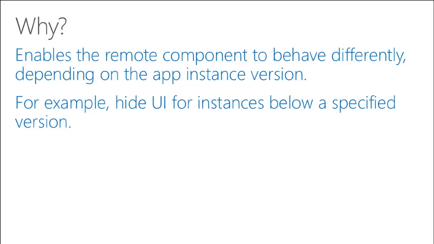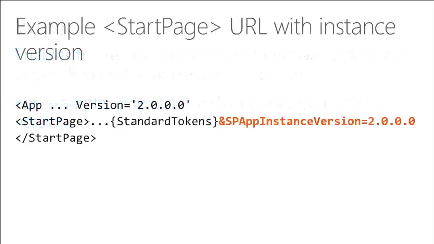So in that example I just gave you, if you have that version number on the URL as a query parameter, your remote web page can see that, and it can respond by hiding that new button so that people with the old version of the SharePoint app just won't see that new button. Okay? Here's an example of the tail end of a start page URL, and you can see there we've got our standard tokens. I've simply added a new query parameter that gives the version number. Okay?